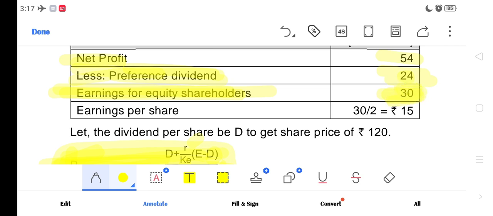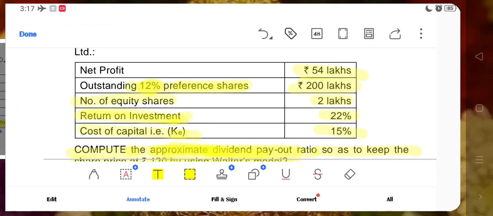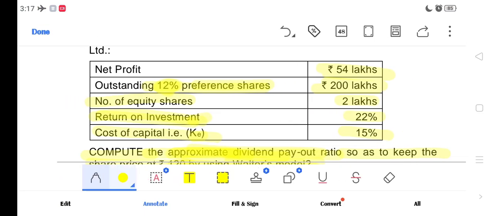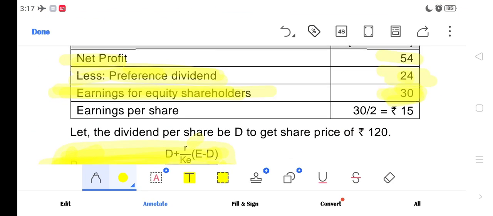Now how many shares are there? 2 lakh shares they have given here. Number of shares they have given is 2 lakhs, see here. So if you divide this 30 lakhs by 2 lakhs, you get 15 rupees as earnings per share, right? So earnings per share is 15 rupees.